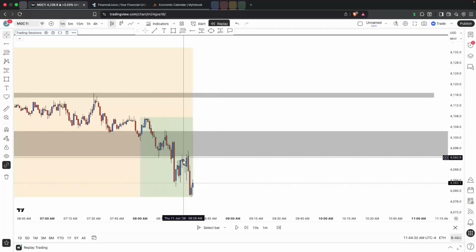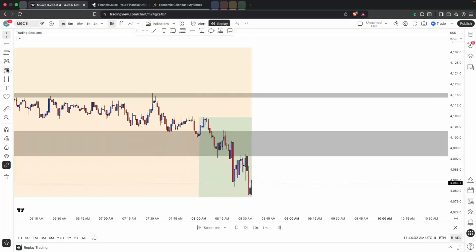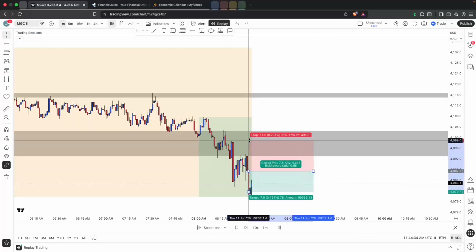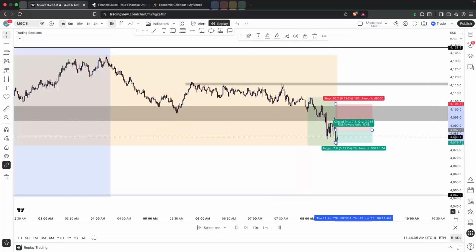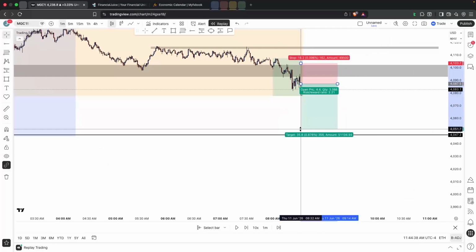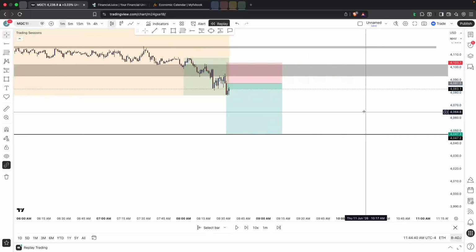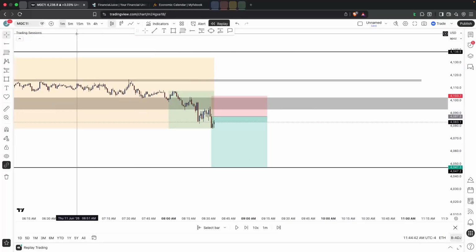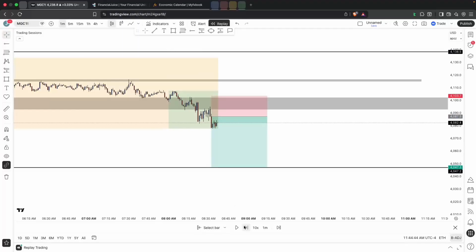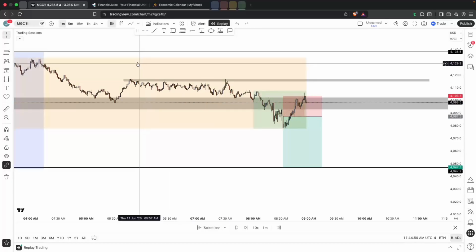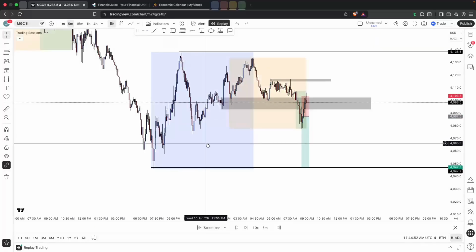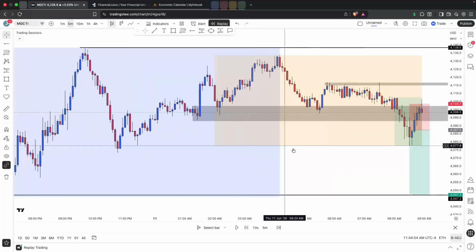We see that right here. This probably would have been the best entry point, with the stop loss up there. A little bit of a wide stop loss, knowing that price can push down a little bit. This would probably be the best setup to enter in. Okay, we end up not seeing that play out. But why?